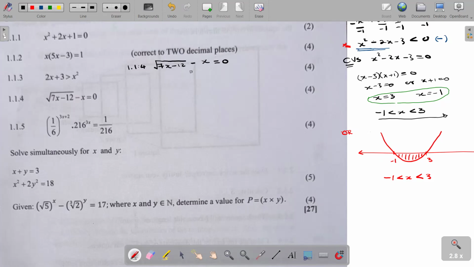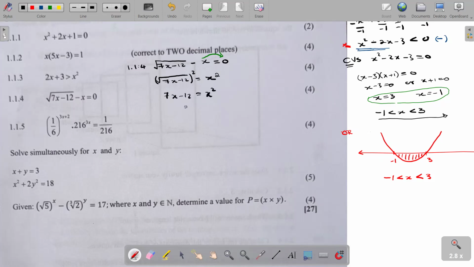So first step, always leave the surds on their own. So it's going to be 7x minus 12 equal to, it means we are going to transpose the x. It goes to the other side, and when it goes there, it becomes positive. It becomes x. Then we want to take root of this root sign. We are going to square both sides. Here we are going to be left with 7x minus 12 equal to x squared.